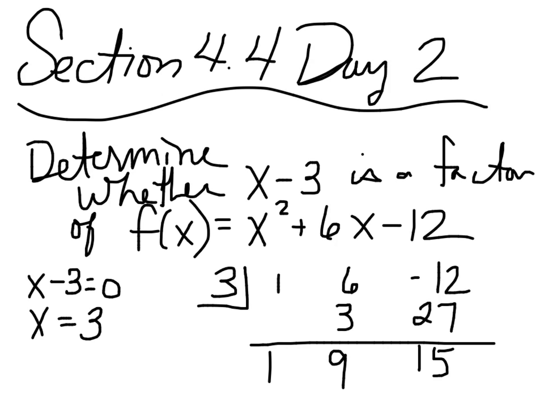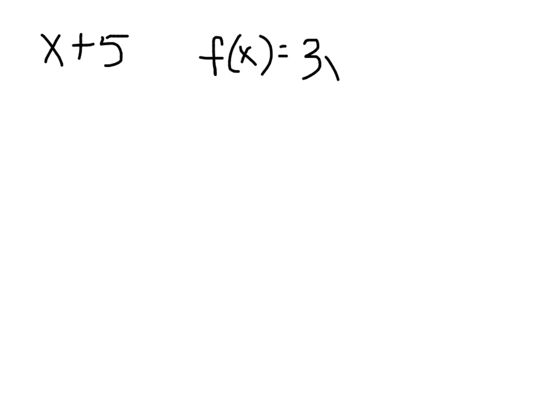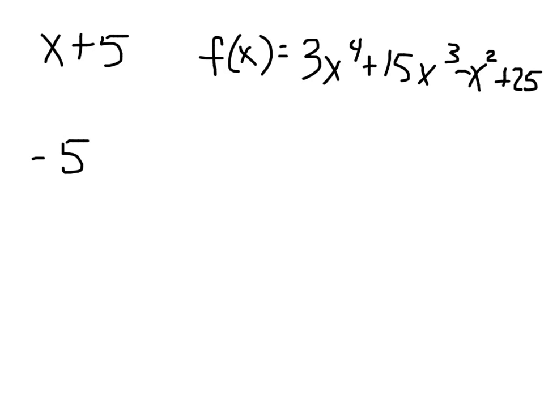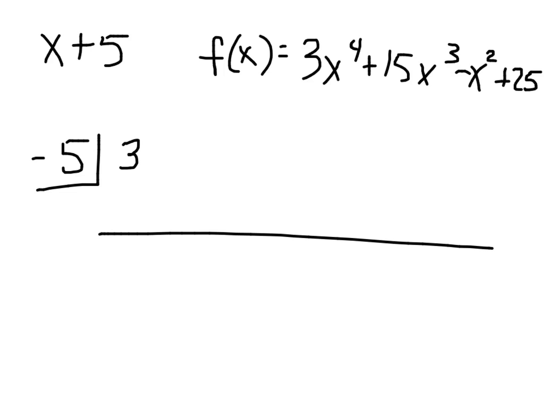So, again, just to give you another option, it's going to say determine whether x plus 5 is a factor of f of x equals 3x to the 4th plus 15x to the 3rd minus x squared plus 25. So, to test it again, what number goes in my backwards L? Negative 5. Now I want the numbers that go in order. 3, 15, 0, and 25. Remember, if it's missing a piece, you need to put a 0 in that place.